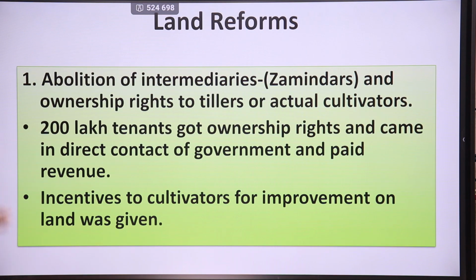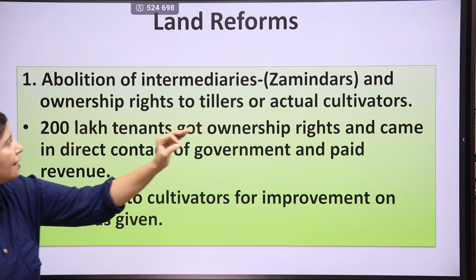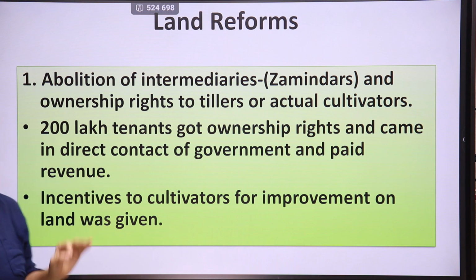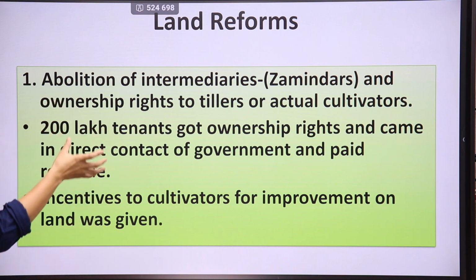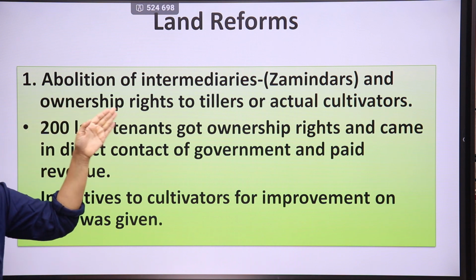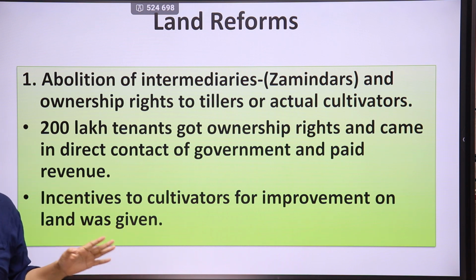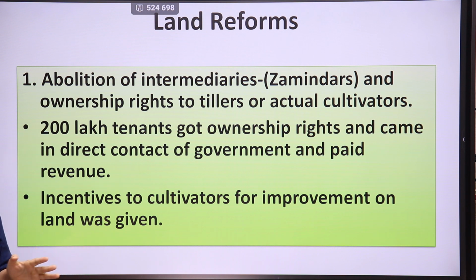Land reforms. Number 1 is abolition of intermediaries, zamindaris and ownership rights for tillers or actual cultivators. So the zamindari system was abolished and ownership rights were given to tillers or cultivators of the land. They were given the rights over land. They could do investment on their land. They could build fences. They could do permanent investment on their land for the permanent improvement of the land.